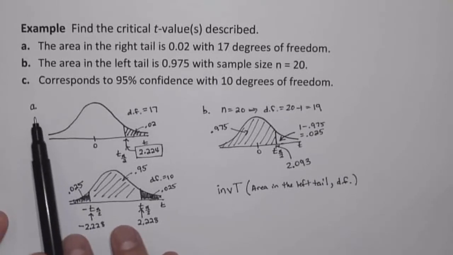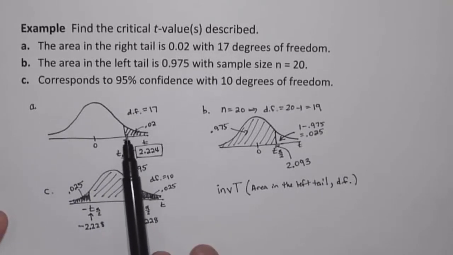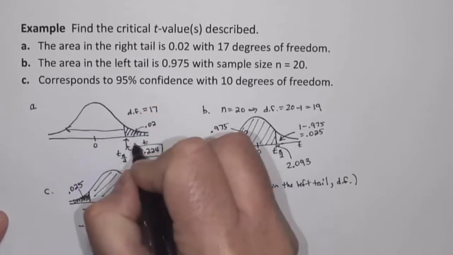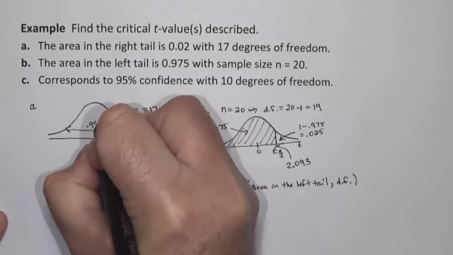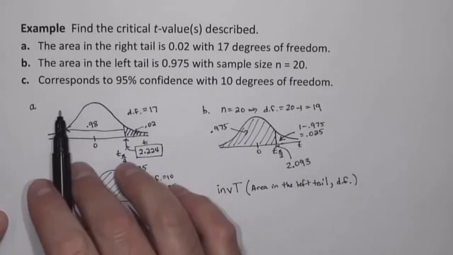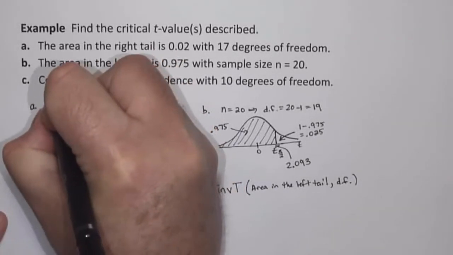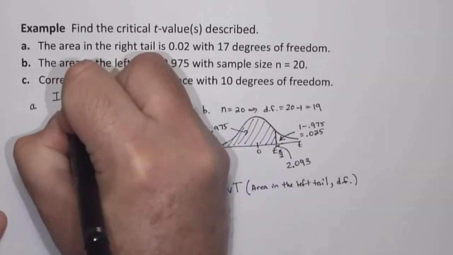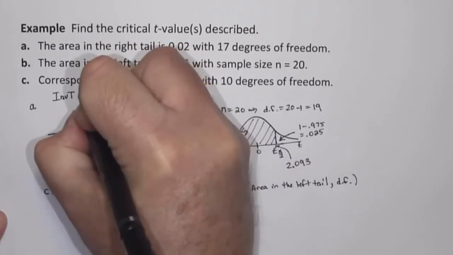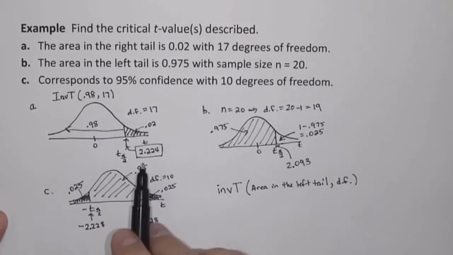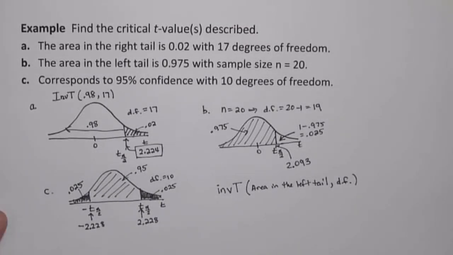So for example, if we look at A here, we knew the area in the right tail was 0.02 and we have 17 degrees of freedom. So that means the area in the left tail is going to be 0.98. So that's the area to the left of my critical value. So my command for A is going to be inverse t 0.98 comma 17, and that will give me that critical value.